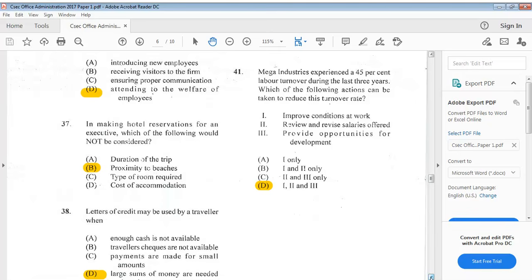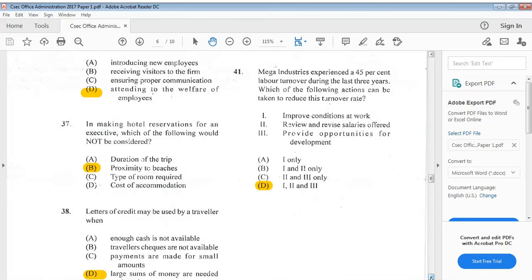In making hotel reservations for an executive, which of the following would not be considered? A. Duration of the trip. B. Proximity to beaches. C. Type of room required. Or D. Cost of accommodation. Our answer would be B. Proximity to beaches.